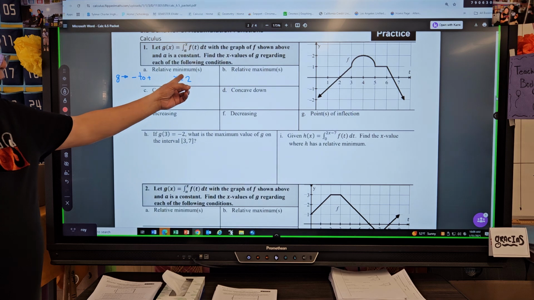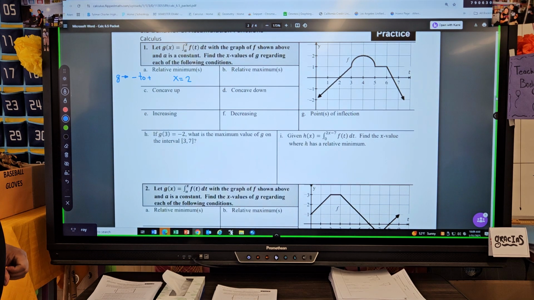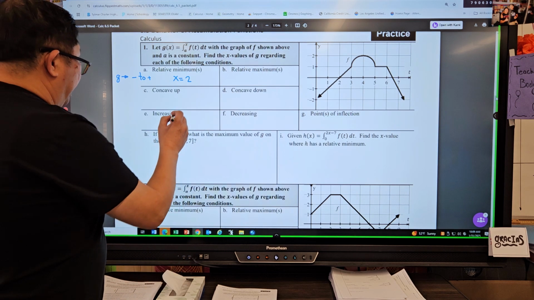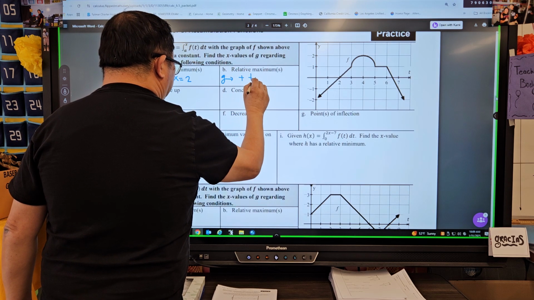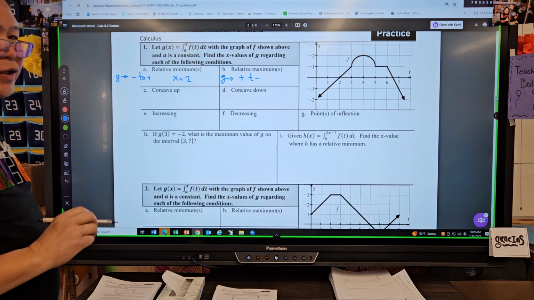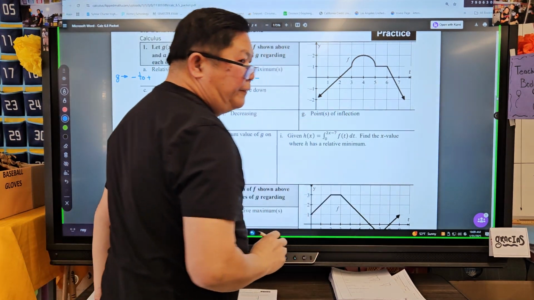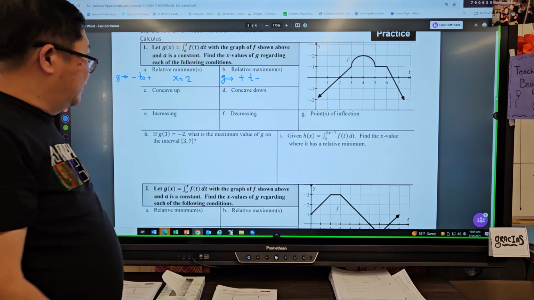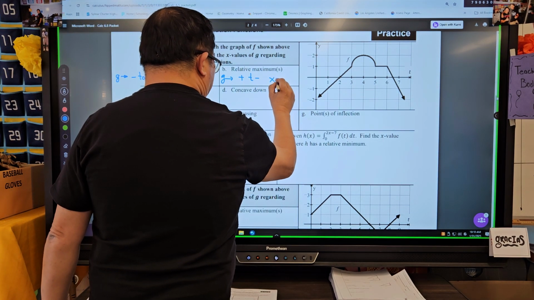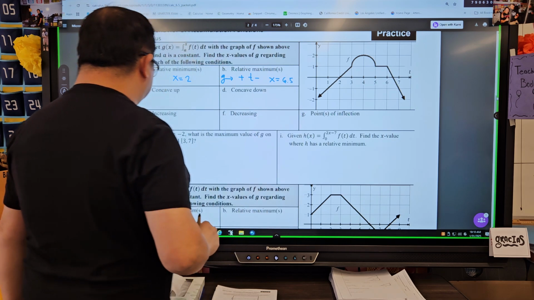Okay, is this clear now? How about relative maximum? 6.5. Why? What is the definition of relative max? When g changes sign from positive to negative. Very good, very nice. So it occurs right here at 6.5. Thank you, Chris. Shall we give Chris a round of applause? x is equal to 6.5.